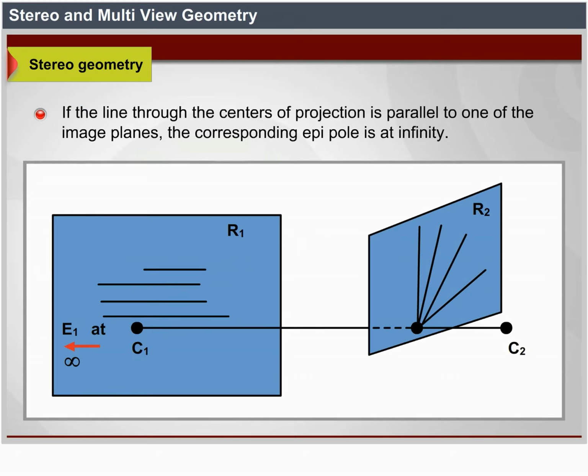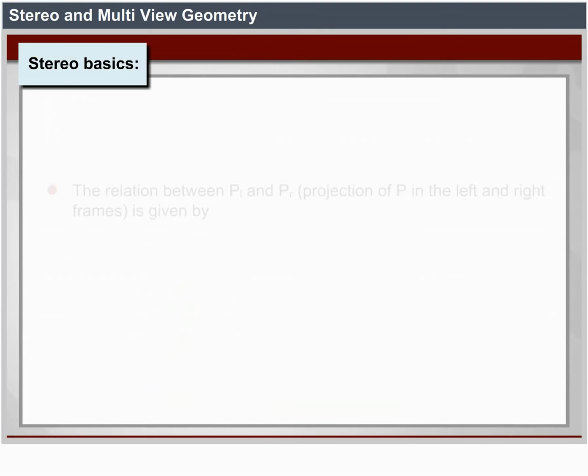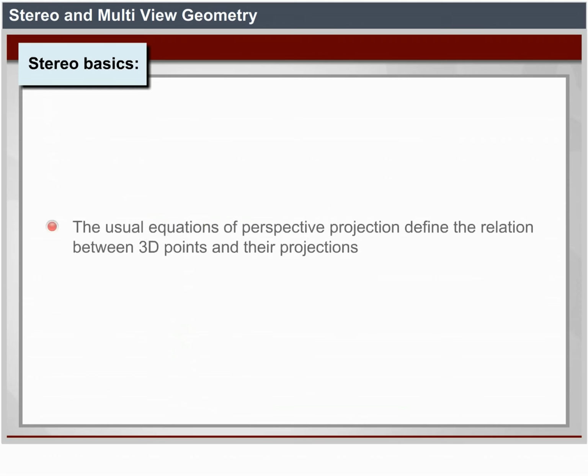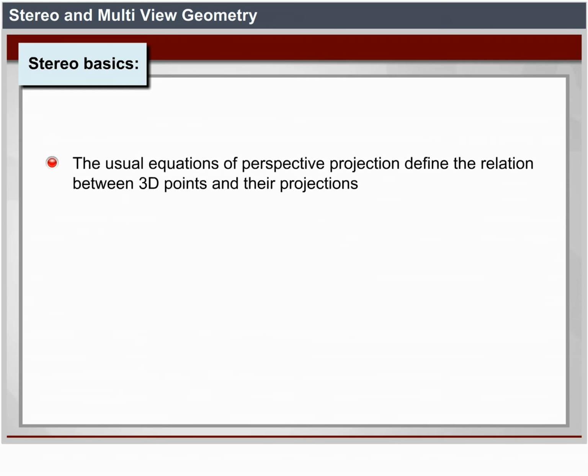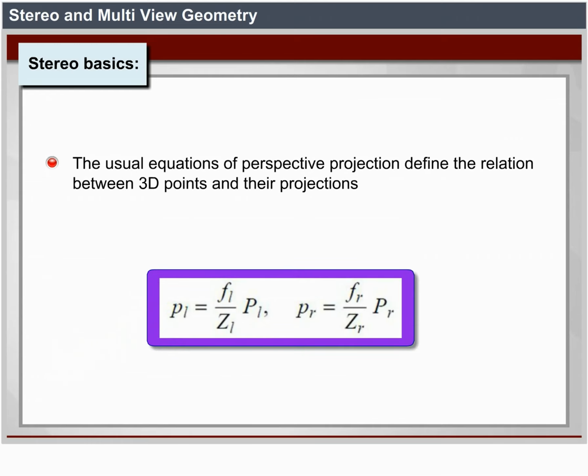Stereo basics. The camera frames are related by the translation vector T equals OR minus OL and a rotation matrix R. The relation between PL and PR, the projections of P in the left and right frames, is given by PR equals R into (PL minus T). The usual equations of perspective projection define the relation between 3D points and their projections: pL equals FL by ZL into PL, and pR equals FR by ZR into PR.